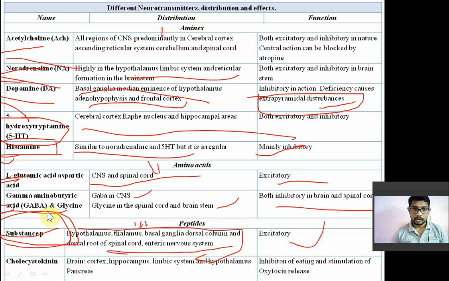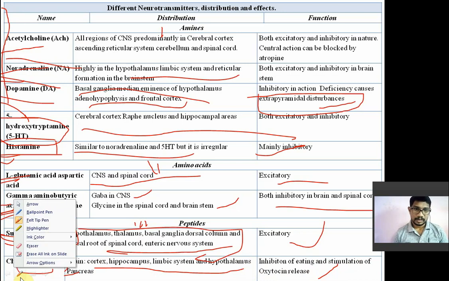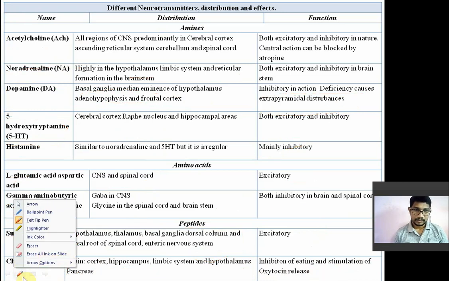It is a target for opioid analgesics. Next one is cholecystokinin. It is also found in the brain, cortex, hippocampus, limbic system, hypothalamus, and pancreas. It causes inhibition of eating, and its function is stimulation of oxytocin release. So remember this classification of your neurotransmitters, their chemical class, nature, and their functions. A question can come on this, it is already important.